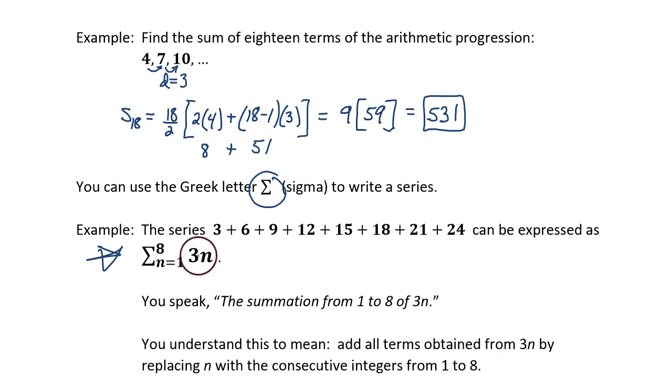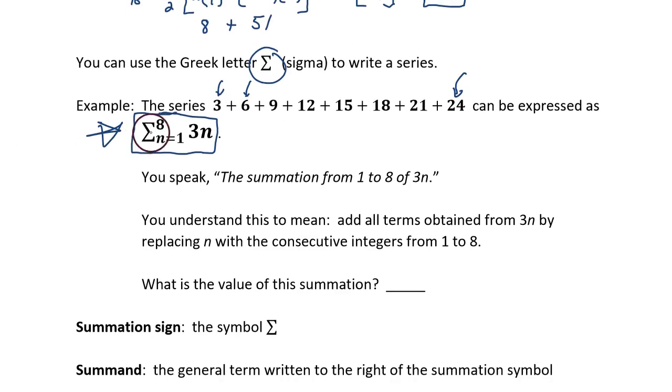If n was 1, what does 3 times n output? 3 times 1 makes 3. That's the first term. What if n was 2? Then what's 3n then? 3 times 2 is 6. What if n was 8, the last number that we're told to use? 3 times 8 is 24. So these symbols here are an alternate way of writing out a series without having to actually list every number out in that series. The way that you speak this out loud, when you see the sigma symbol, you say the summation from 1 to 8 of 3n.